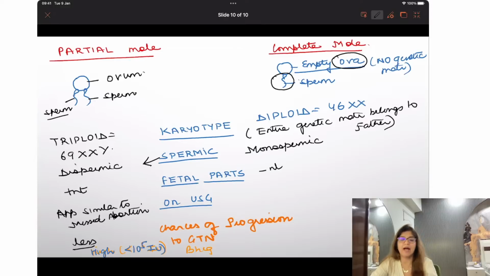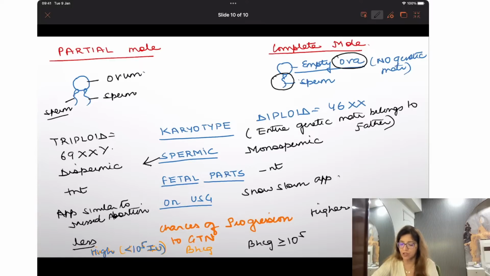Fetal parts are absent. No fetal parts will be seen in case of complete mole. On ultrasound, it gives a snowstorm-like appearance. It has higher chances of progressing to gestational trophoblastic neoplasias, and Beta-HCG levels are more than 10 to the power of 5 international units.